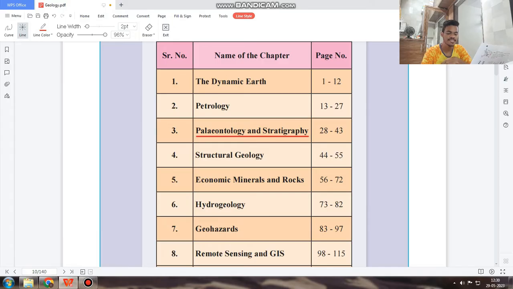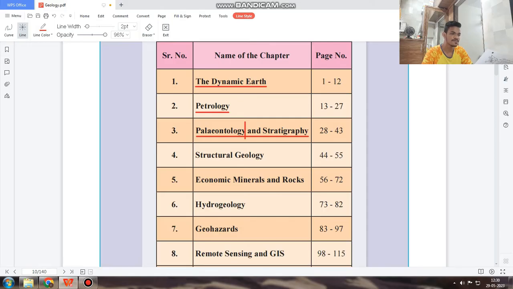Structural geology is basically 4 parts. It is distinguished into 4 parts, that is fold, fault, joints, and unconformities. Okay, so we will study everything of structural geology in detail. The 5th chapter is the biggest chapter of this book, I feel: economic minerals and rocks.